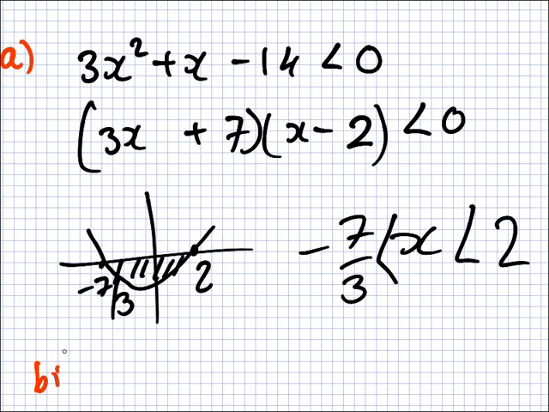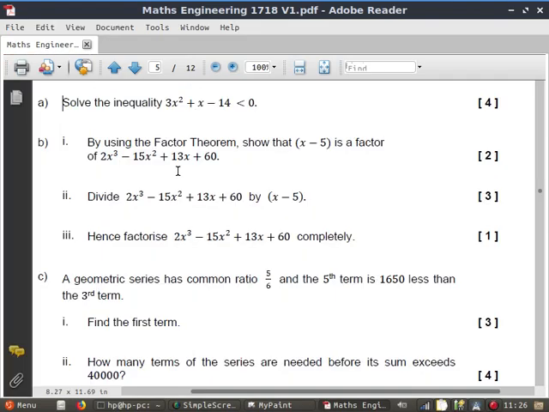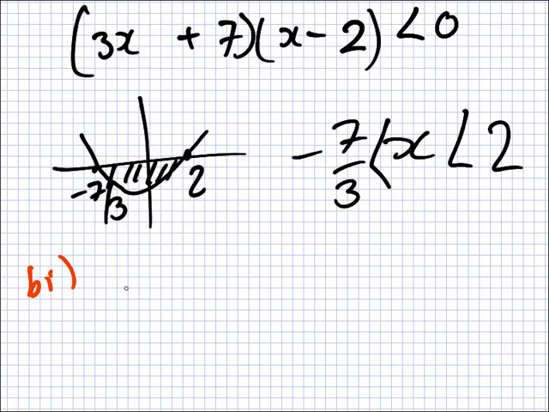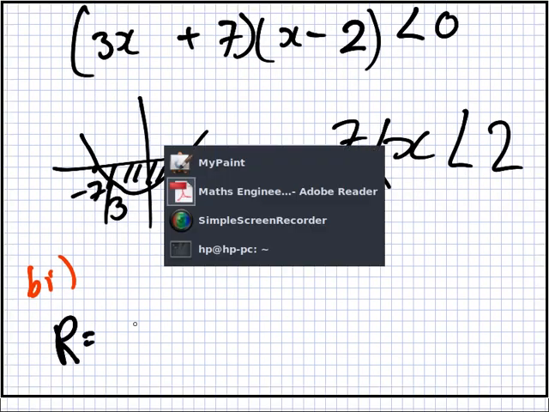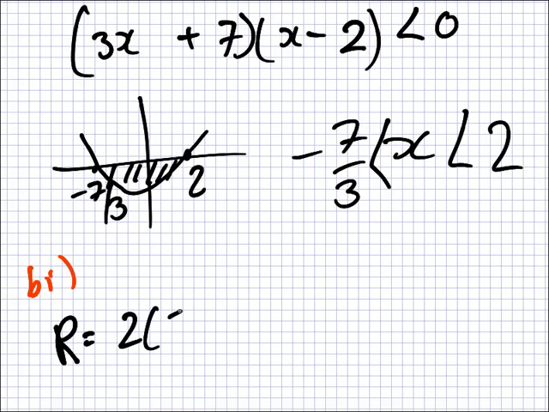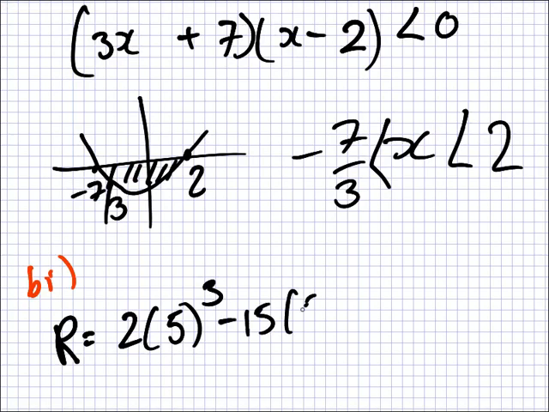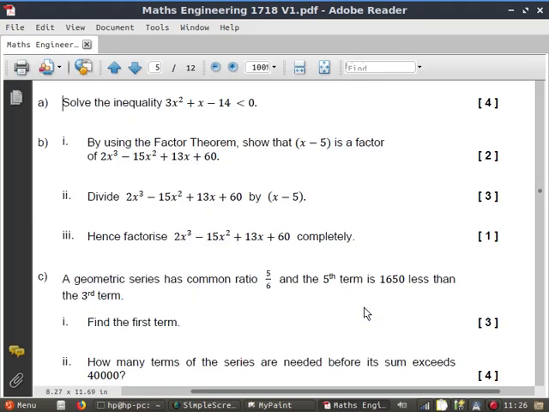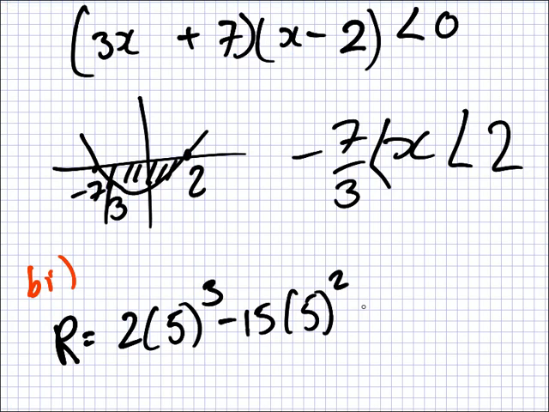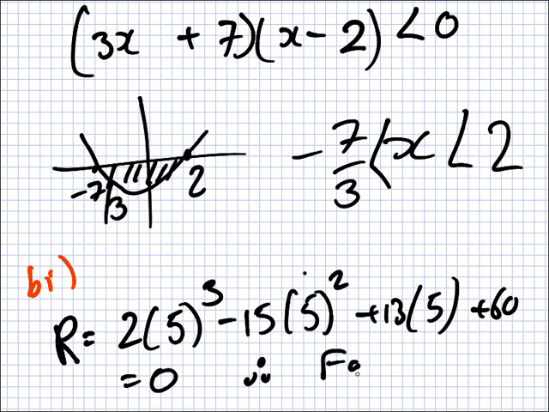B1. Show that x minus 5 is a factor. So the remainder will equal 2 times 5 cubed minus 15 times 5 squared plus 13 times 5 plus 60 equals 0. Therefore, it is a factor. Yes.